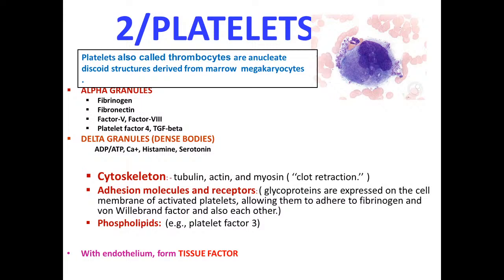Thus, glycoproteins are expressed on the cell membrane of activated platelets, allowing them to adhere to fibrin, and von Willebrand factor, and also to each other. And phospholipids, their cell component, include platelet factor 3, activators, and calcium stored in dense granules as cofactors in the coagulation cascade, and platelets with endothelium form tissue factor.